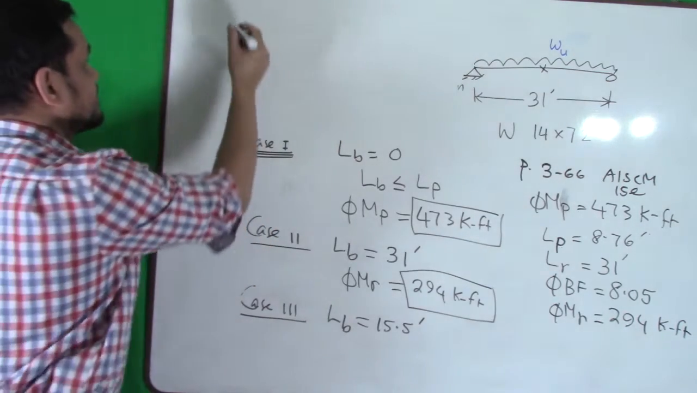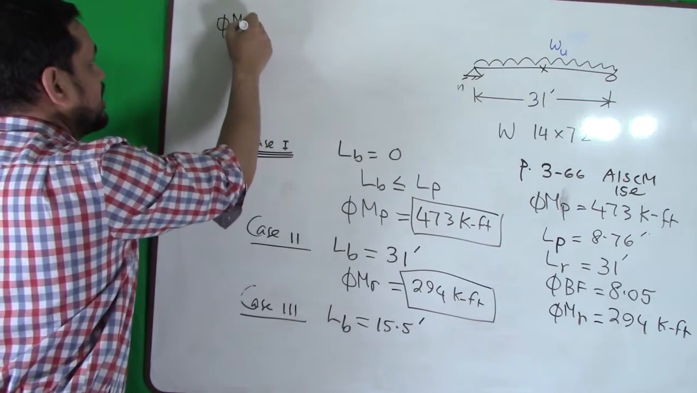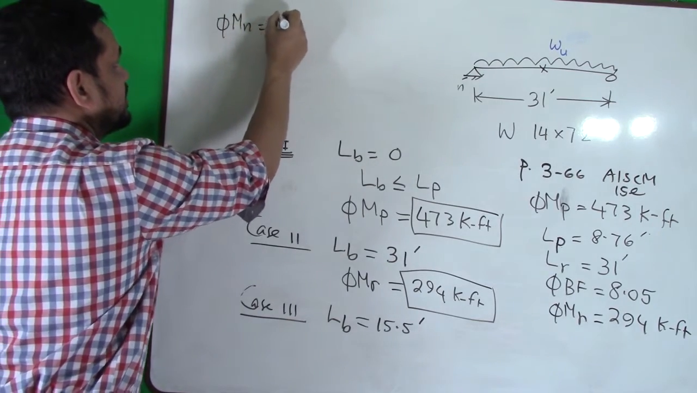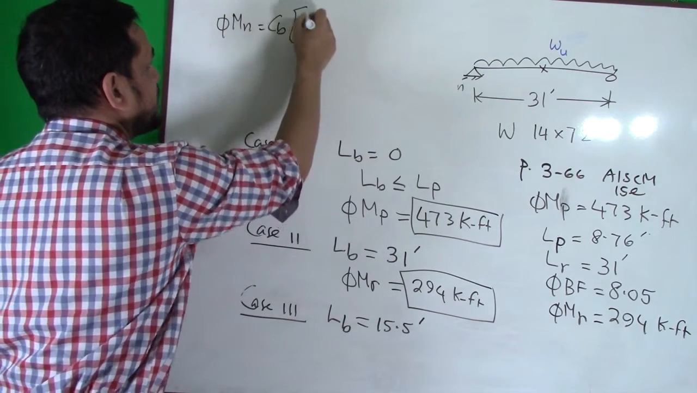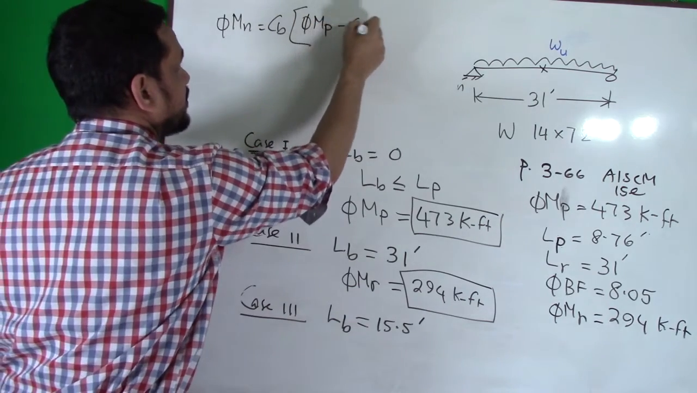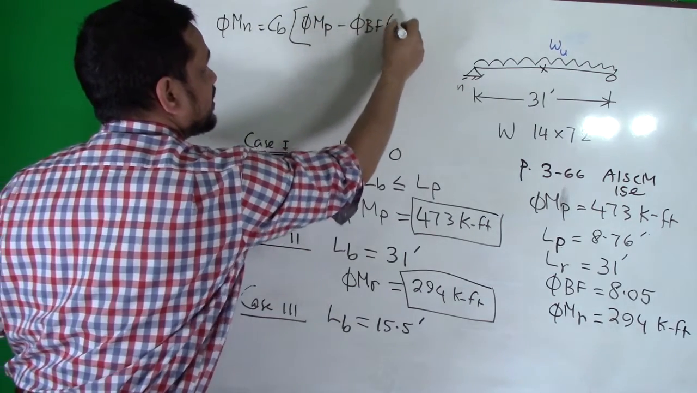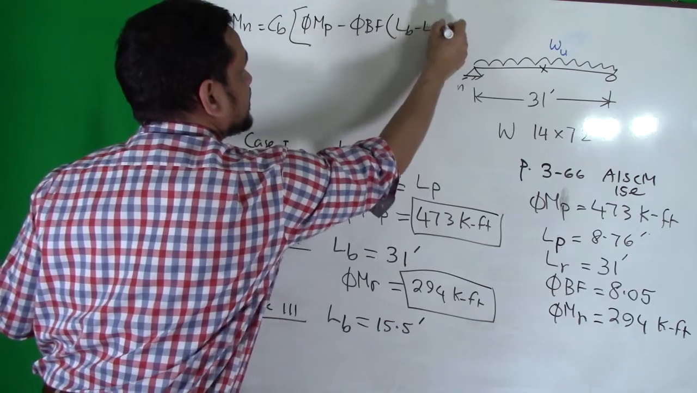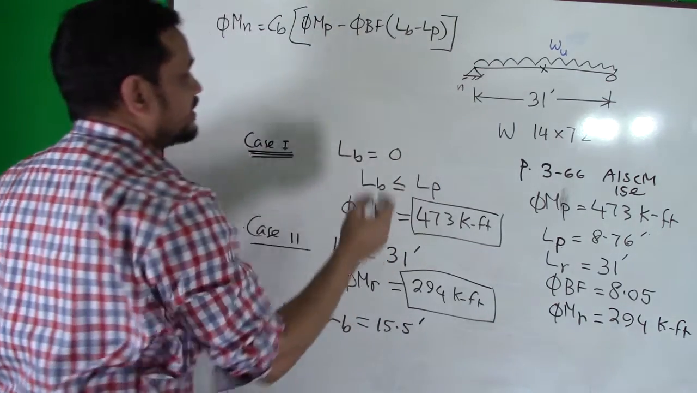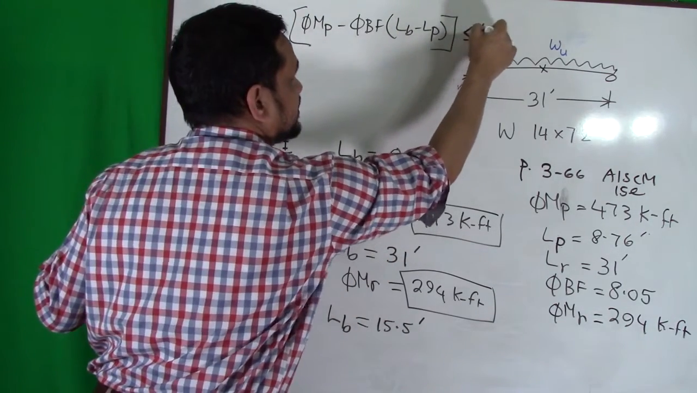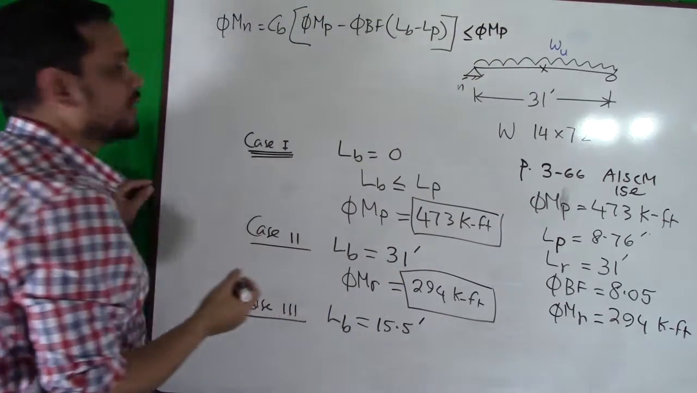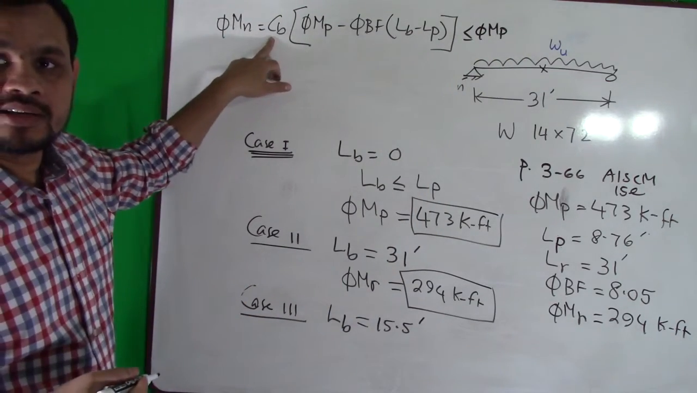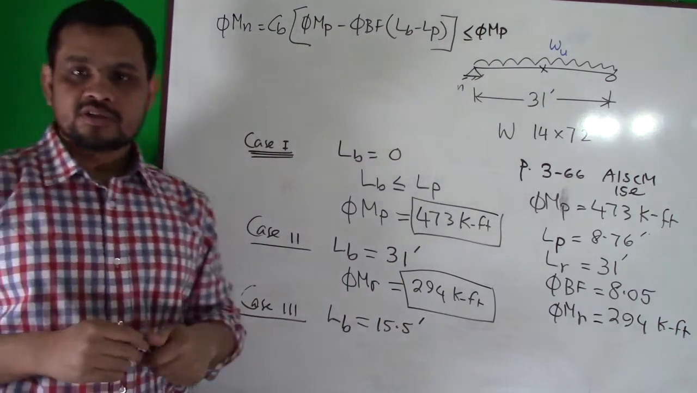Okay, then our capacity will be PMN equals Cb times [Mp minus phi beam factor times (Lb minus Lp)], and this portion must be smaller than Mp. Okay, now we need our Cb value. So where to find it?